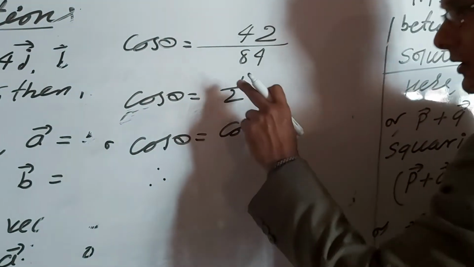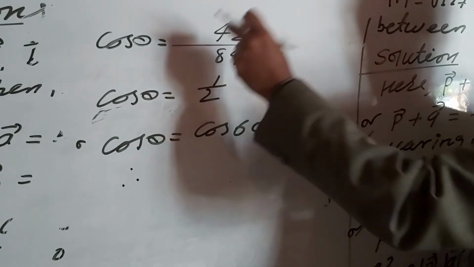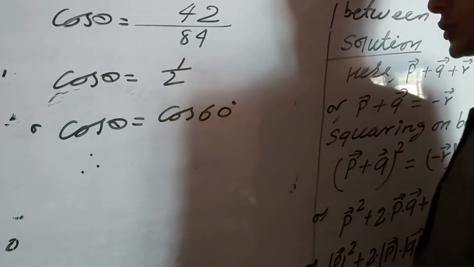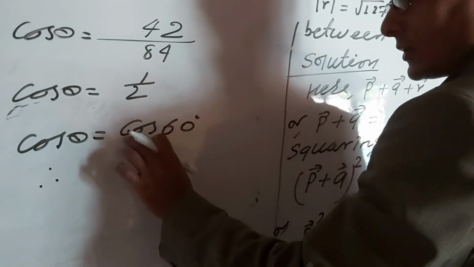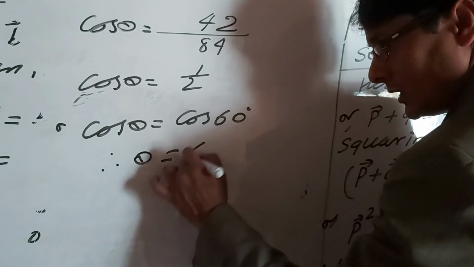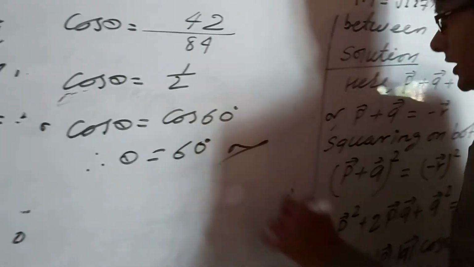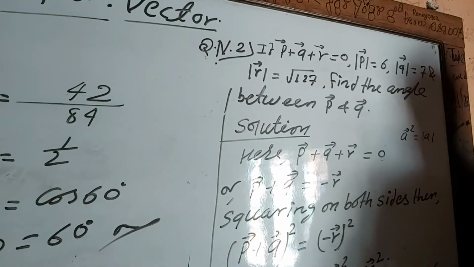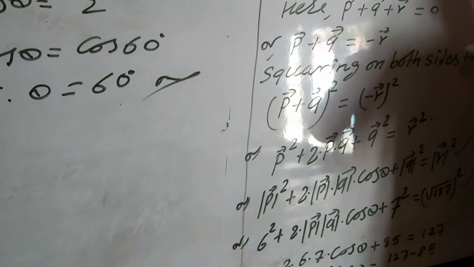Therefore, theta here, x component and y component both are positive, so it lies in the first quadrant. So here cos 60 degree only. Therefore theta is equal to 60 degree. It is the required angle between these two vectors. We were asked here to find the angle between P and Q. So the angle between P and Q is 60 degree. It is the answer.